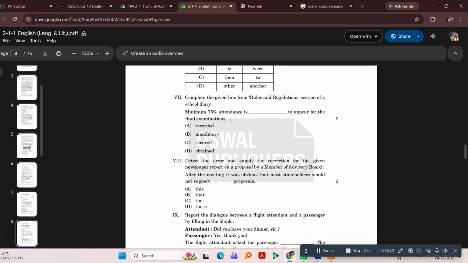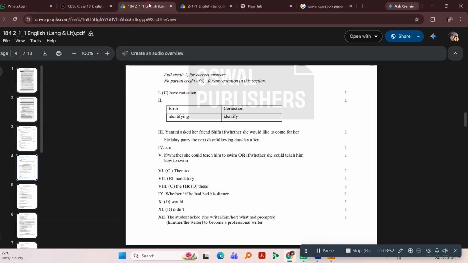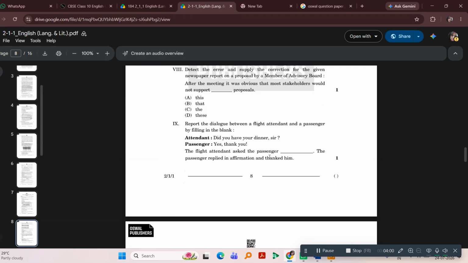Detect the error and supply the correction for the given newspaper report on a proposal by a member of an advisory board. After the meeting, it was obvious that most stakeholders would not support these proposals. Don't you think it should have been these? It should be these because proposals is plural. So the correct answer is D, these.